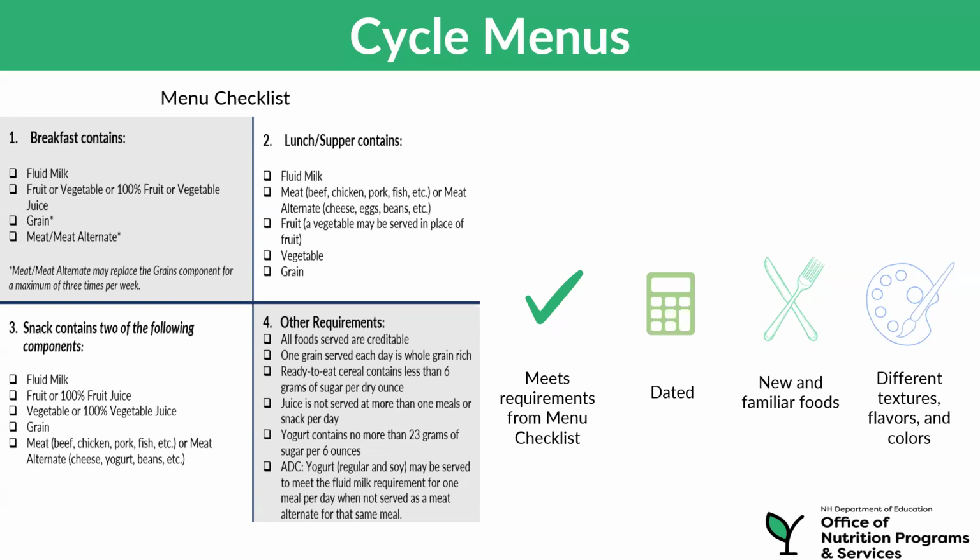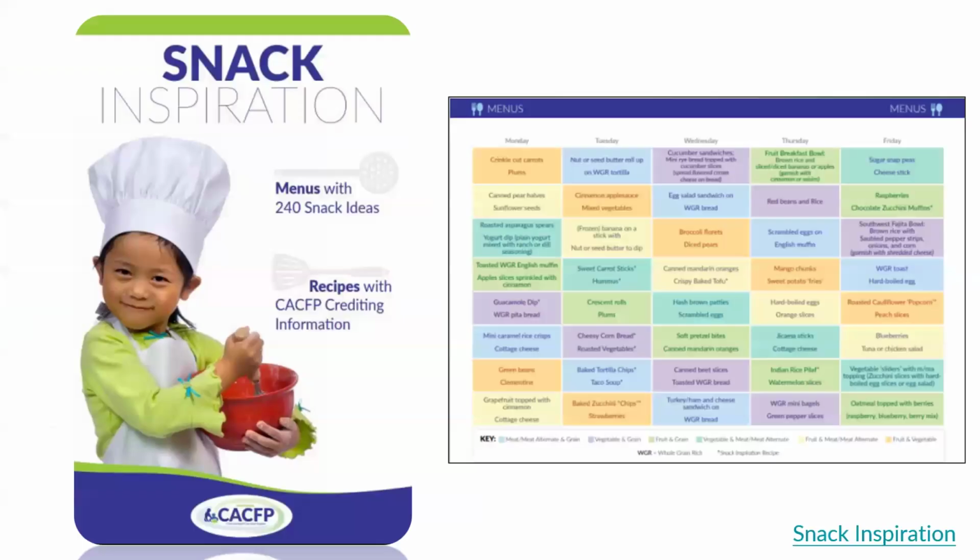For example, when serving chicken Alfredo, serve with the red strawberries and green salad instead of diced pears and mashed potatoes, which are the same color and texture as the chicken Alfredo.